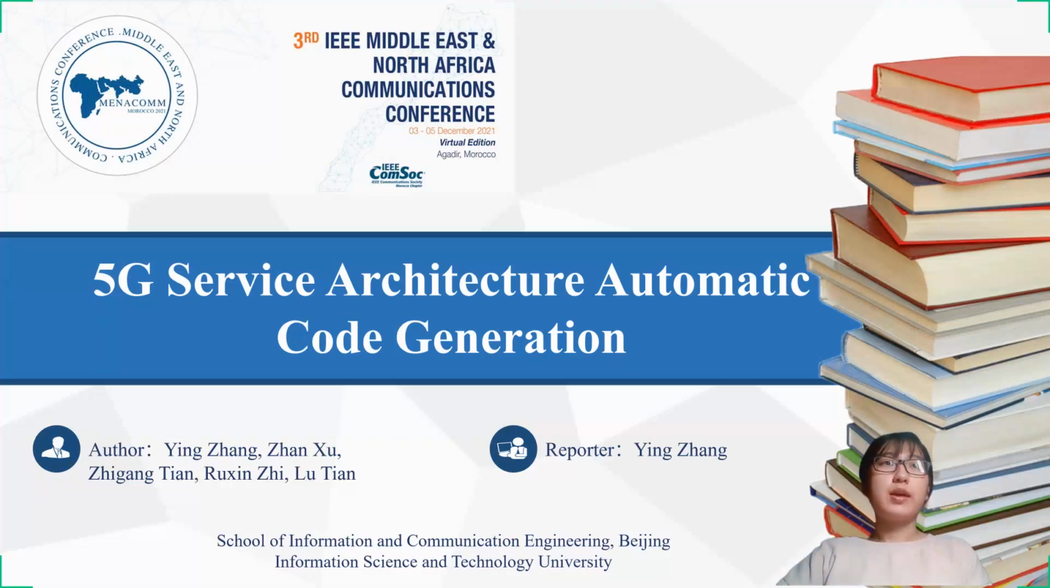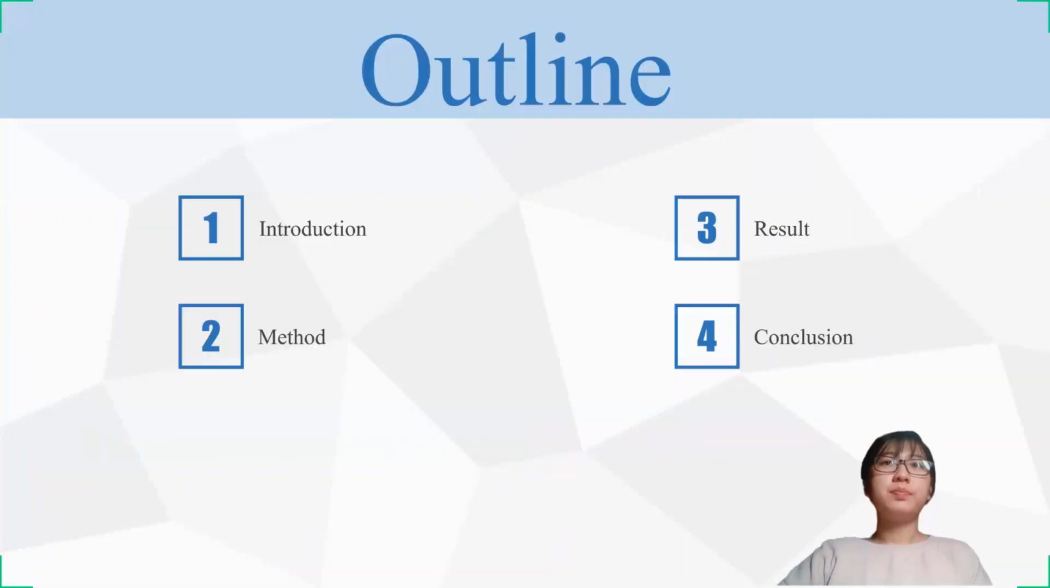Today my topic is 5G Service Architecture Automatic Code Generation. Authors include Ying Zhang, Zhigang Xu, and Ruxin Tian. I will cover four aspects: introduction, method, result, and conclusion.